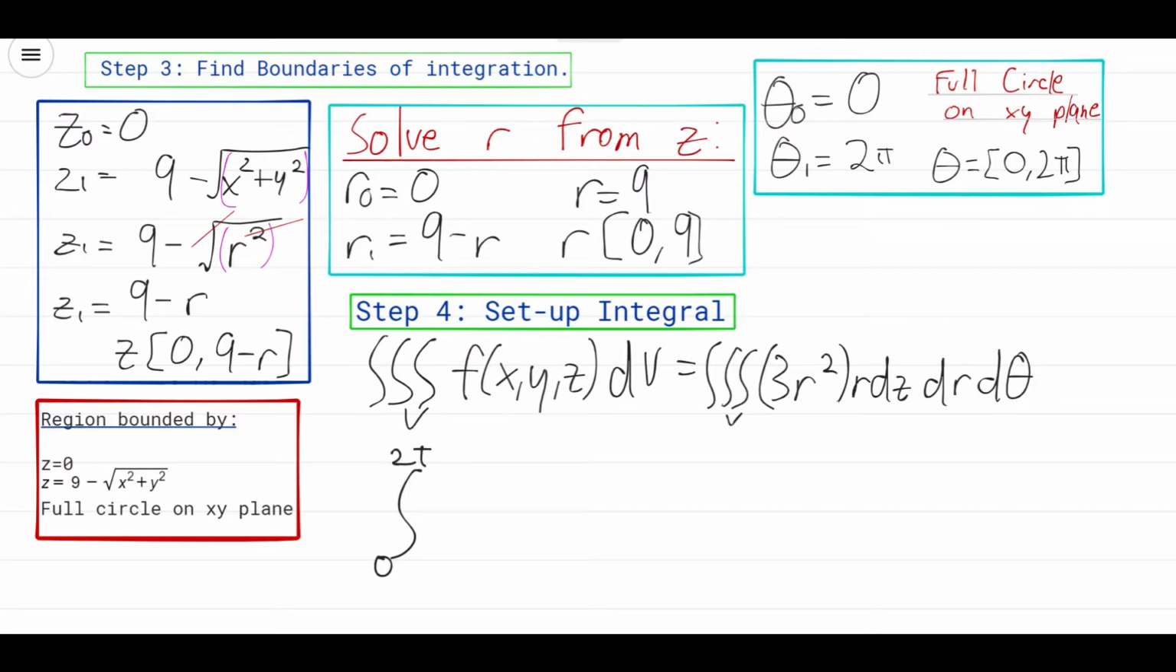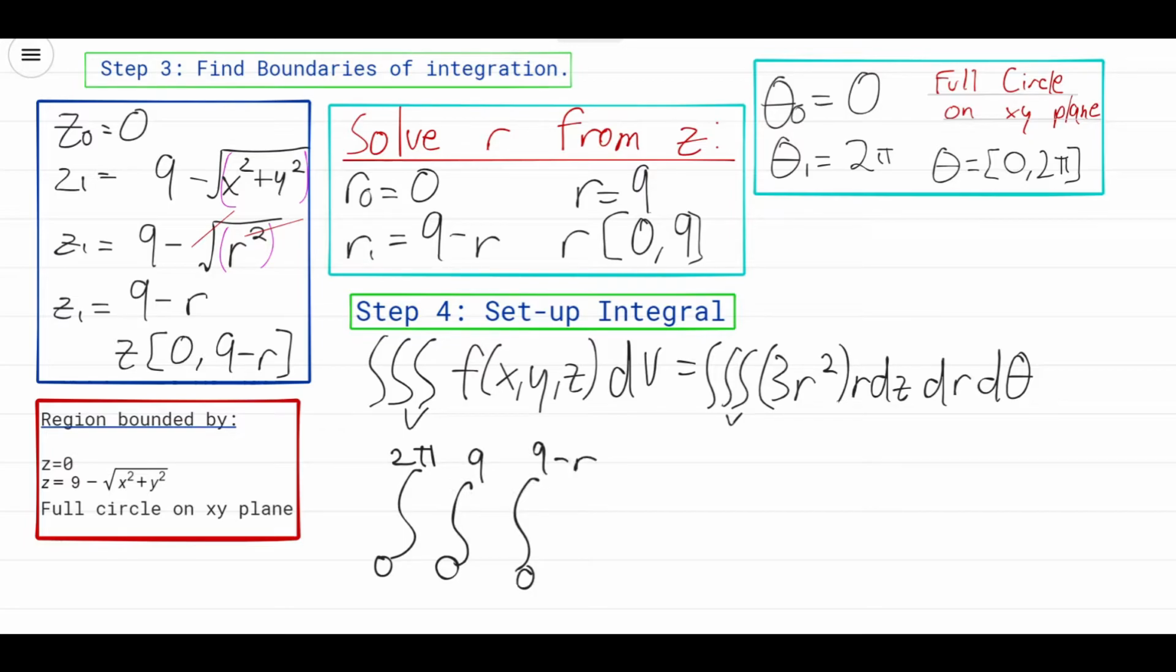And how do we know which boundaries come first? It's the same way as with the triple integral. Whichever one has the most variables is typically on the inside, whichever one has the least is typically on the outside. Also, whenever we're integrating with respect to cylindrical coordinates, usually theta is always on the outside. And we know that 0 to 9 is less variables. The r has less variables than the z. So 0 to 9 will be our middle bound.